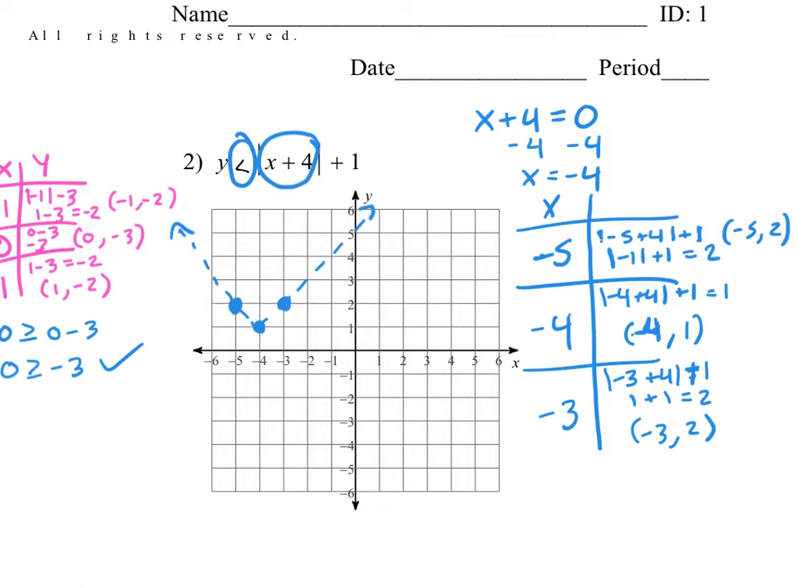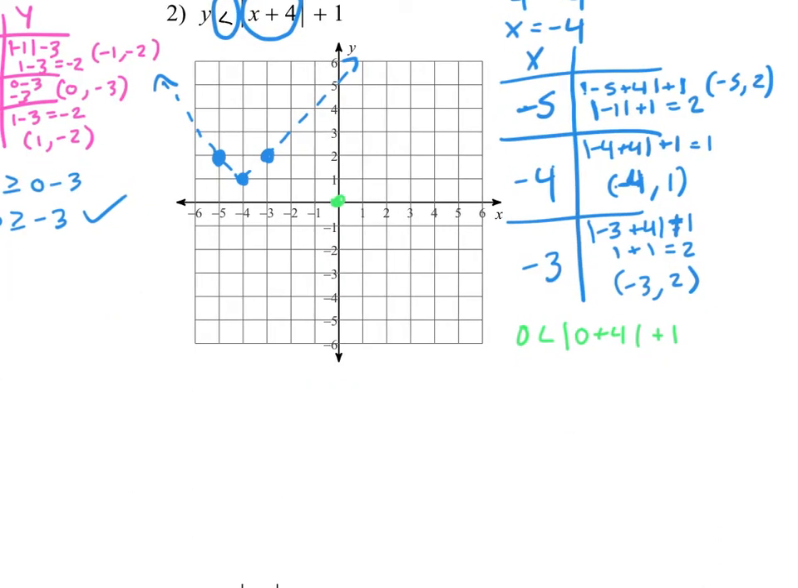Next, we can plug in a point. Let's plug in 0, 0. So we have 0 is less than the absolute value of 0 plus 4 plus 1. 0 plus 4 is 4, and the absolute value of 4 is just 4. So 0 is less than 4 plus 1. 0 is less than 5. This is true. So since it's true, we're going to shade where we have that 0, 0, so we shade outside of our V.